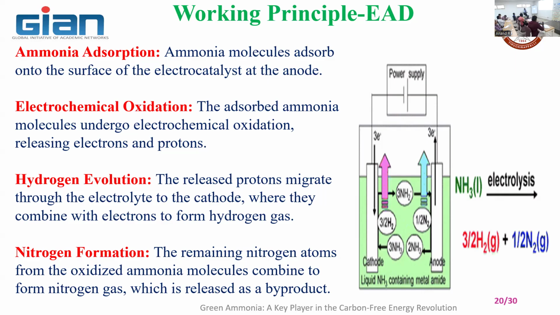So ammonia molecules adsorb onto the surface of the electrode at the anode. The adsorbed ammonia molecules undergo electrochemical oxidation, releasing electrons and protons. The released protons migrate through the electrolyte to the cathode, where they combine with the electrons to form hydrogen gas. The remaining nitrogen left over in the electrolyte part or near the anode part will be combined and come out from the reactor as nitrogen. So here you take out the hydrogen at the cathode side, and at the anode you can take out the nitrogen.